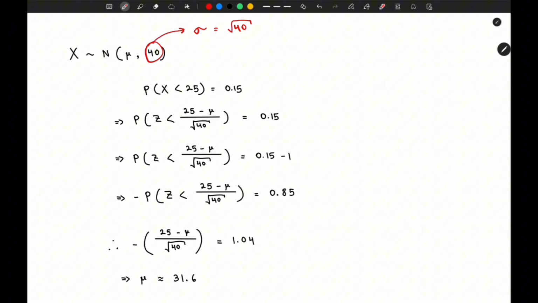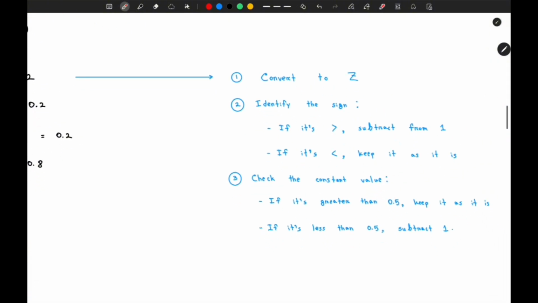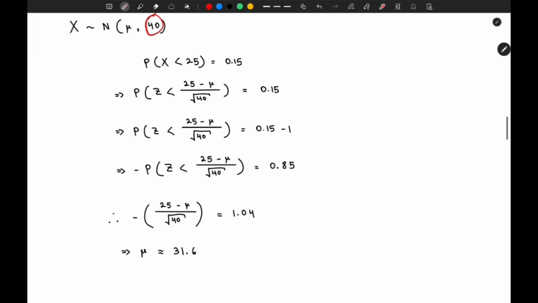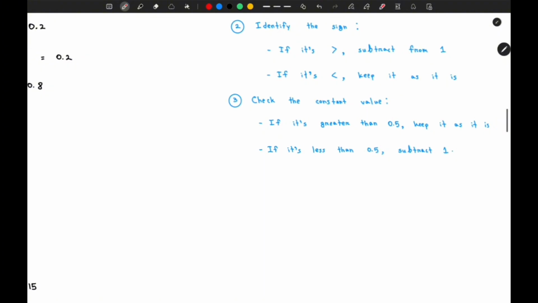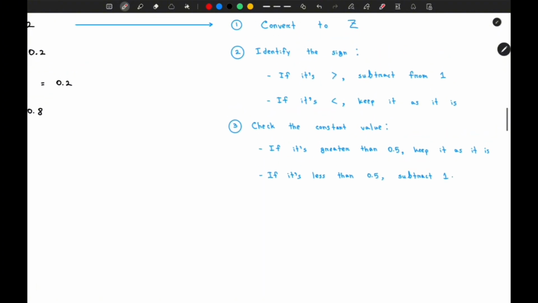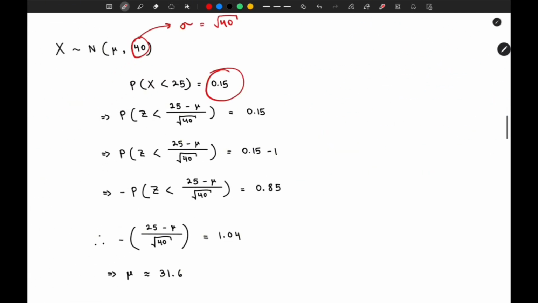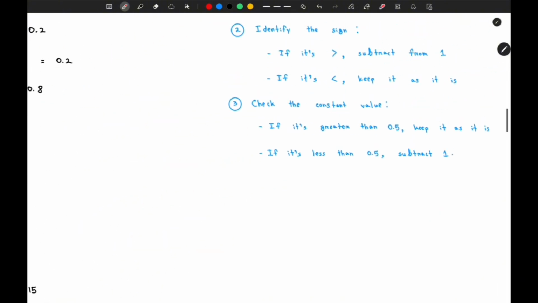All right. Now the second thing is that we need to identify the sign. If it's a less than sign, you can just keep it as it is. So in this part, it's a less than sign, so we can just keep it as it is. Then the final step is that we need to check the constant value, that is the probability in this part. This is the constant value. If the constant value is greater than 0.5, you can keep it as it is. But if it's less than 0.5, there is a problem.